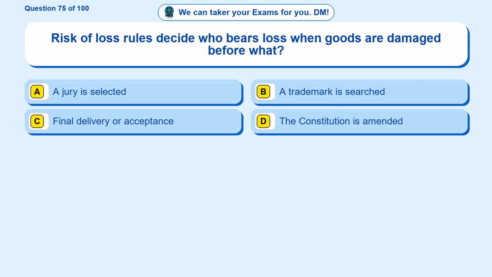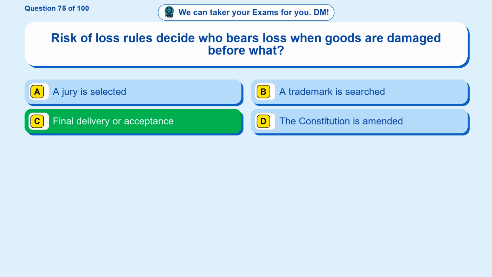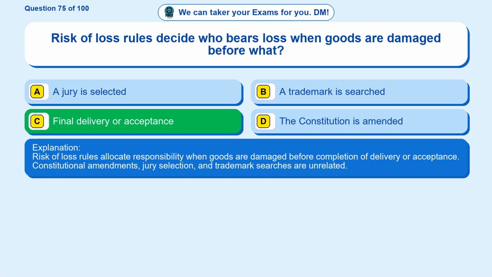Question 75. Risk of loss rules decide who bears loss when goods are damaged before what? Option A. A jury is selected. Option B. A trademark is searched. Option C. Final delivery or acceptance. Option D. The Constitution is amended. The correct answer is option C. Final delivery or acceptance. Risk of loss rules allocate responsibility when goods are damaged before completion of delivery or acceptance. Constitutional amendments, jury selection, and trademark searches are unrelated.